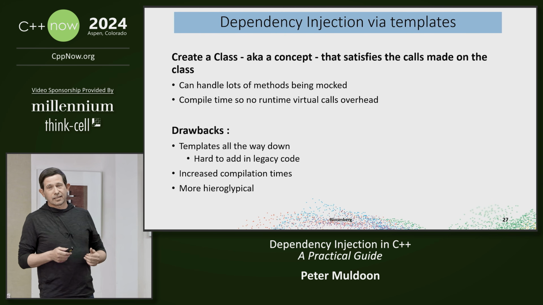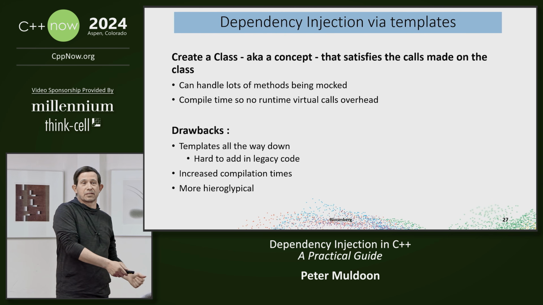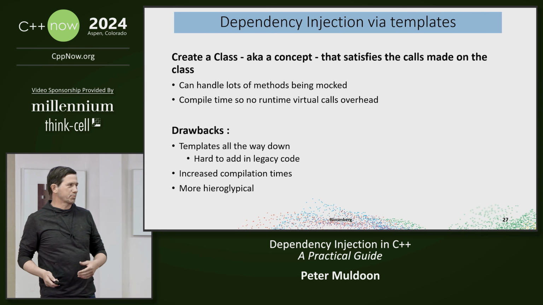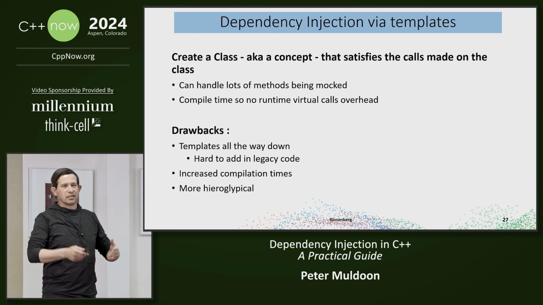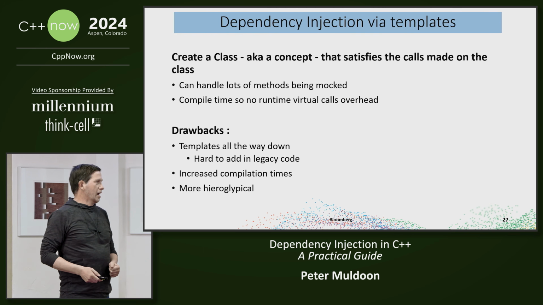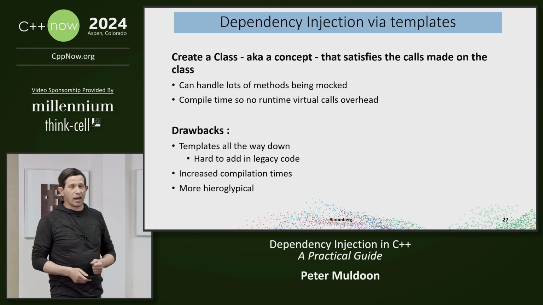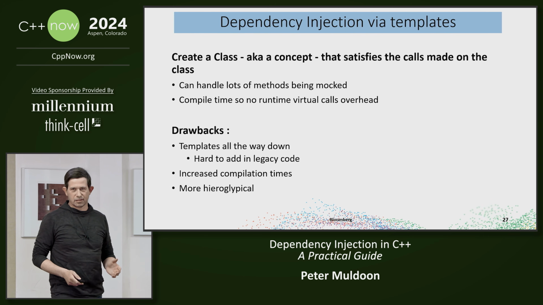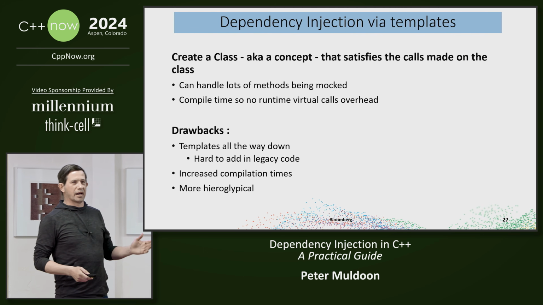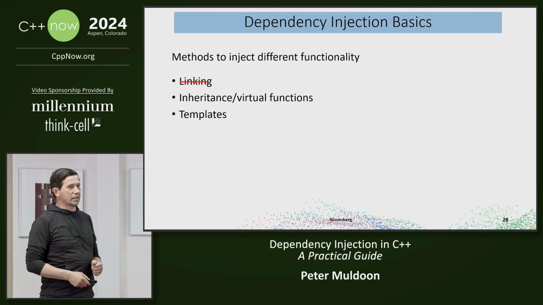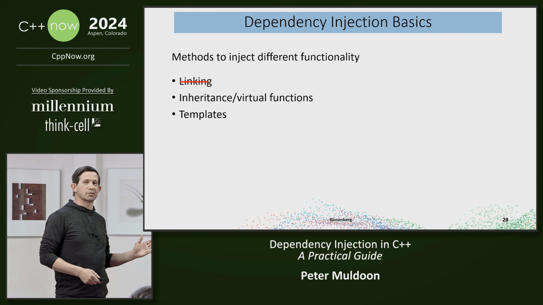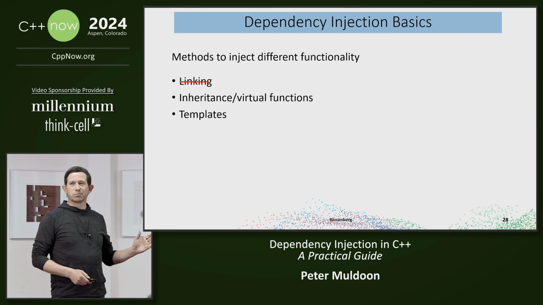And it's hard to add in legacy code because usually if it's legacy, it's more inheritance based, and it's hard to bring templates in without making a massive change. A massive change means you don't get to make any change, all right? You can get increased compilation times, and it's more hieroglyphical, it's harder to read. Now we're getting better with the autos and stuff like this, but it's harder to read. And that's all I'm going to say on templates. Anyone got any issue with me?